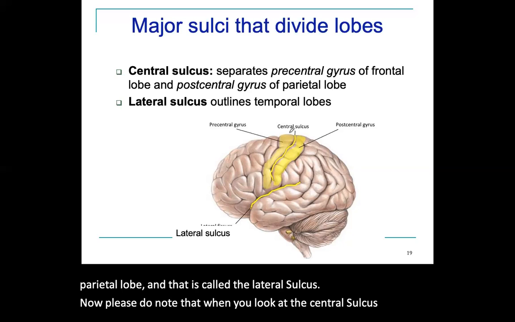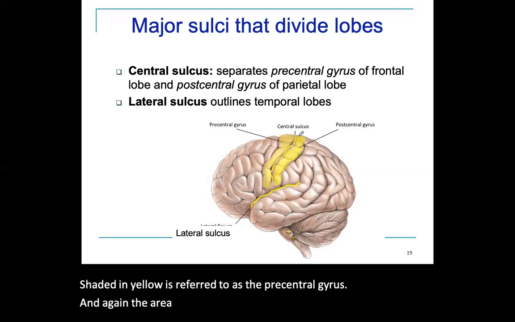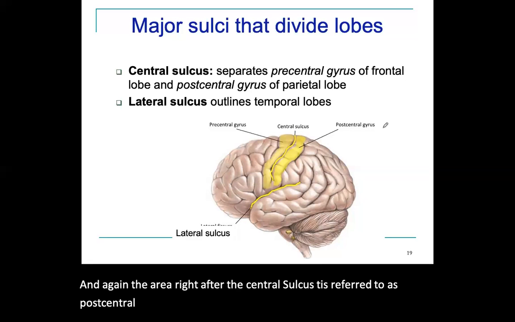Again, gyri, just a refresher, are the patterns or ridges on the surface of the brain. So the one sitting right in front of the central sulcus, which you see shaded in yellow, is referred to as the precentral gyrus. And the area right after the central sulcus is referred to as the postcentral gyrus. Again, the keyword here is pre versus post, with the central sulcus as the line separating these two.